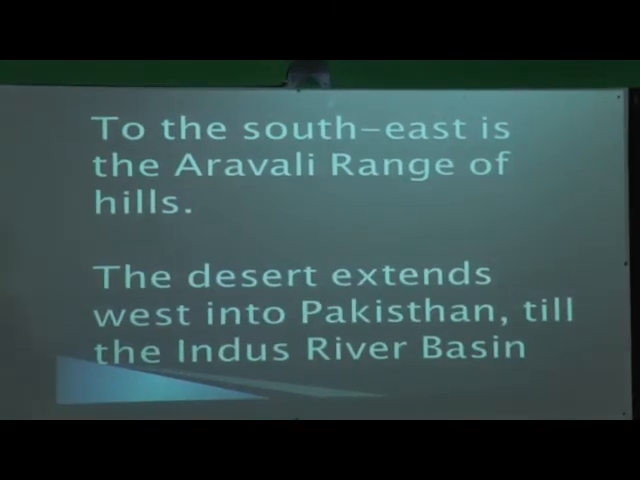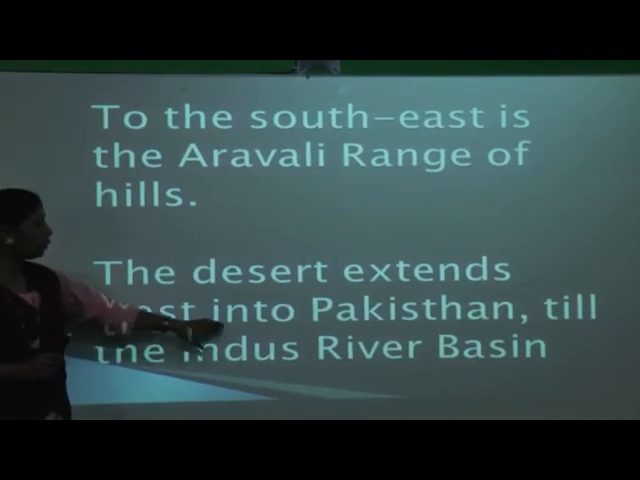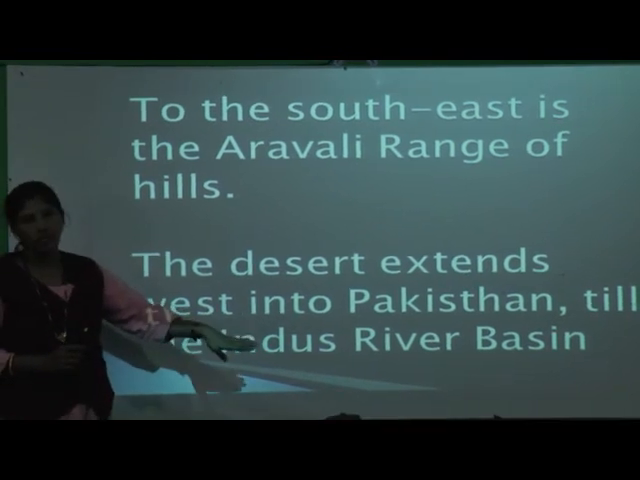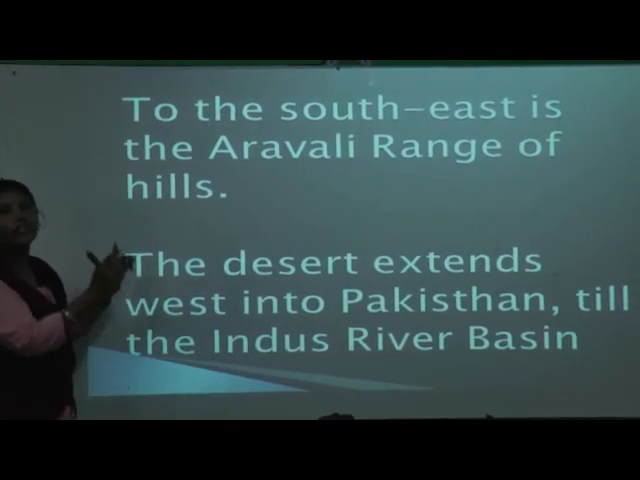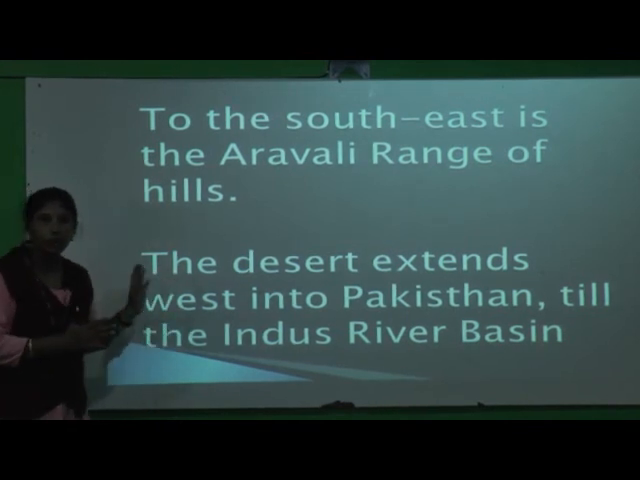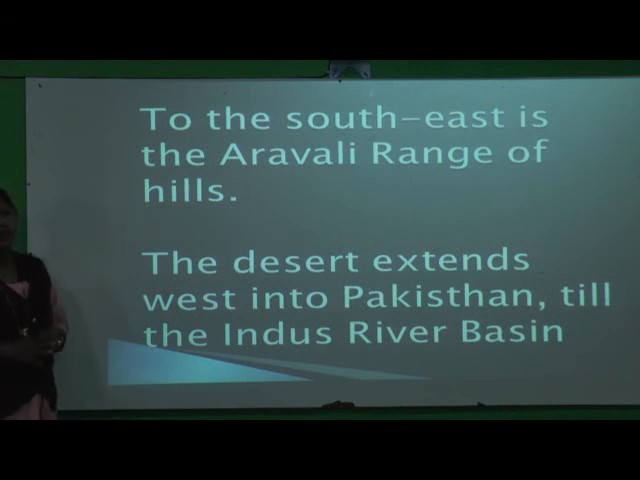Now to the south the Aravali range is there, and the desert extends west into Pakistan till the Indus River basin. I just now explained it to you, I have shown it in that map, correct? The desert extends west, fully into Pakistan, till the Indus River basin.